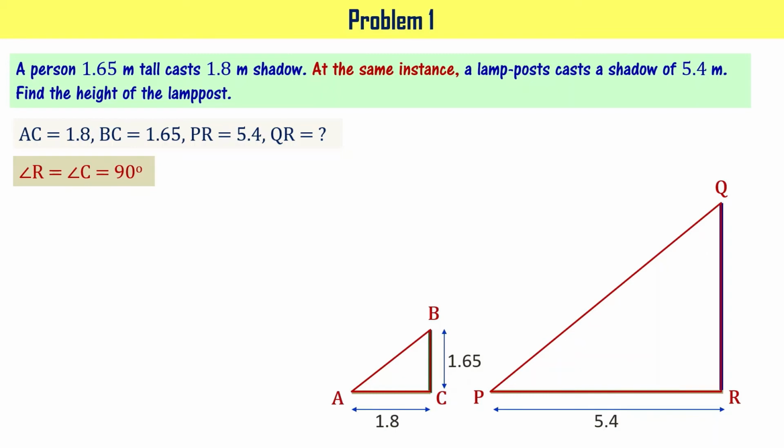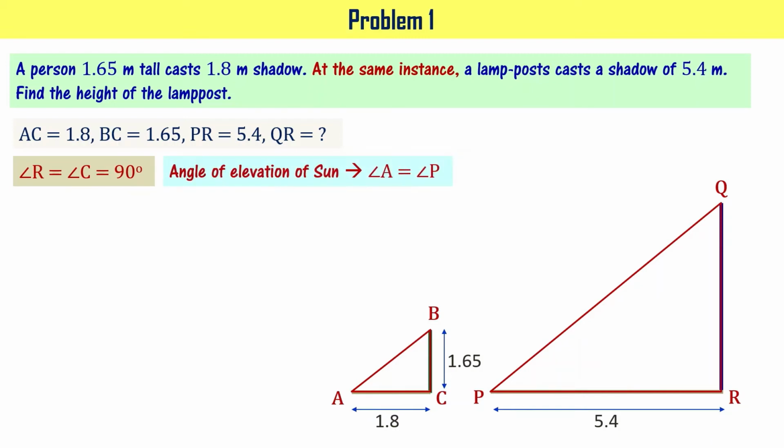As you see here, angle R equals angle C equals 90 degrees, because the person and even the lamp post stand perpendicular to the surface of the earth, the surface of the ground. That's why we consider these two angles as 90 degrees.